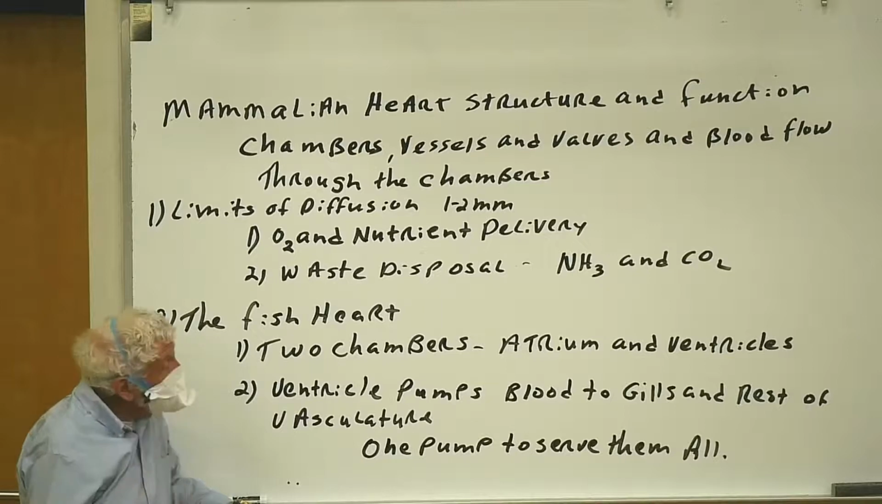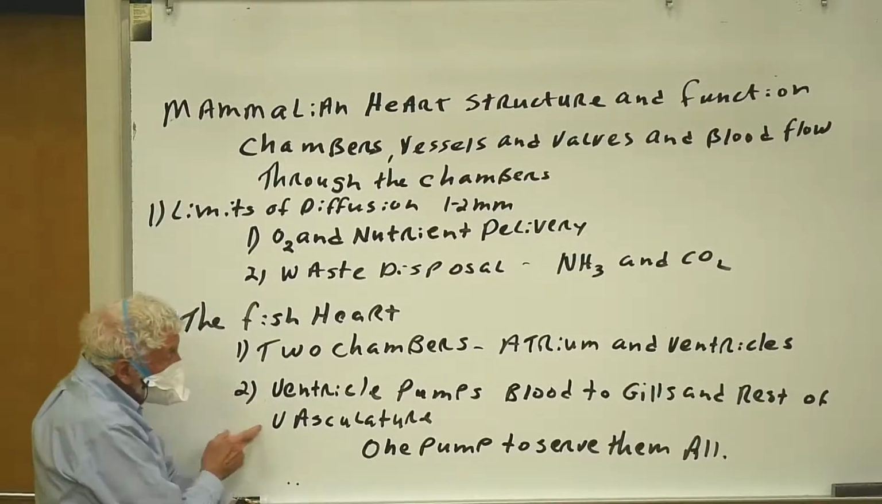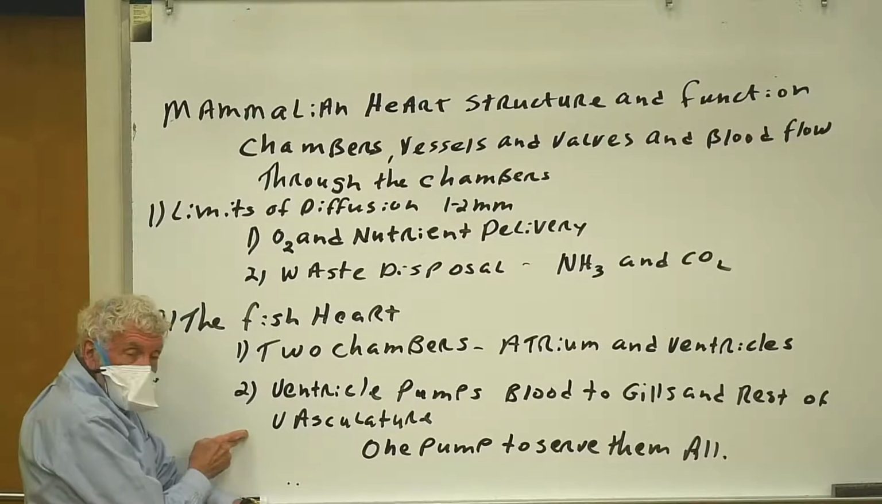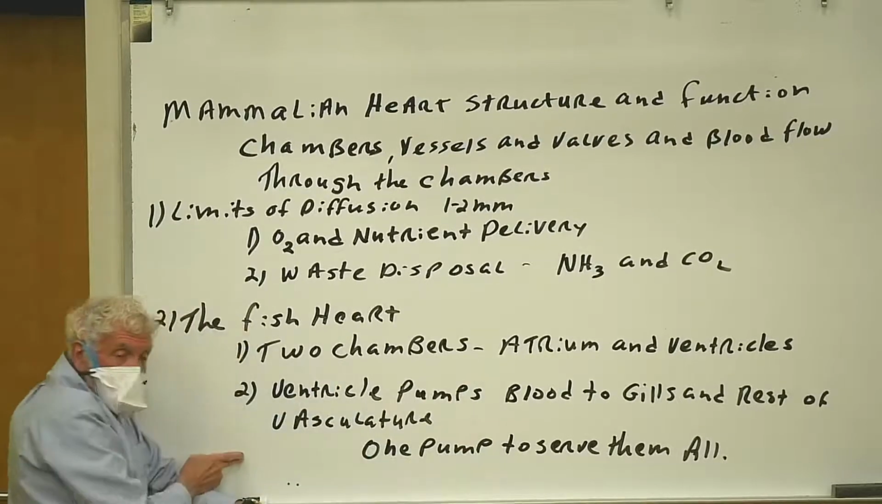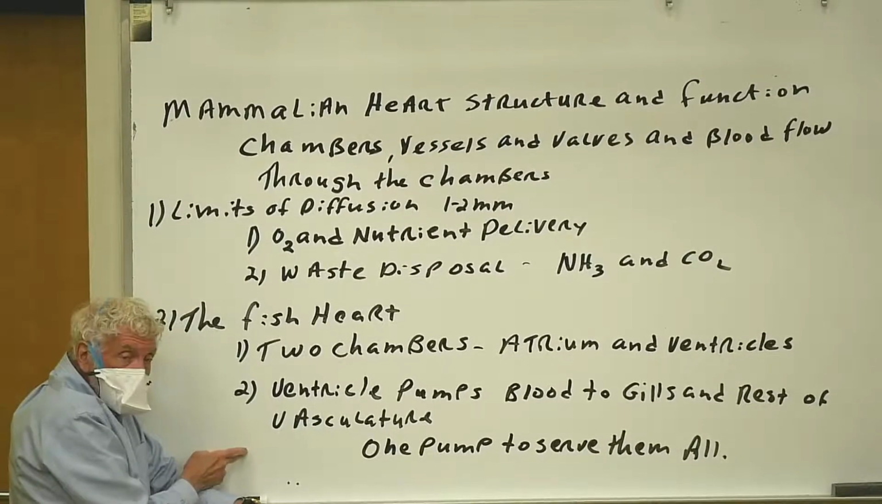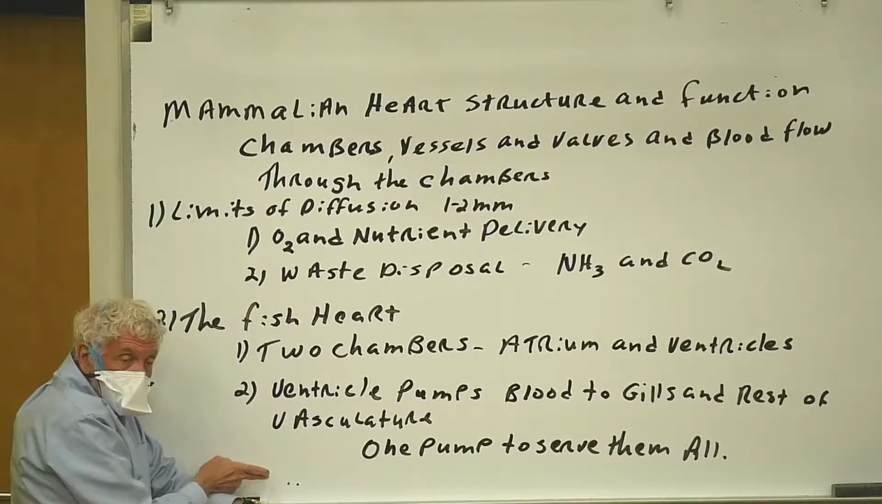We'll spend a few moments describing how this single ventricle pumps the blood first through the gills, and then from the gills through the rest of the vasculature. But there's only one pump in this system. One pump does the whole job, both for the oxygenating organ and for the systemic vasculature.